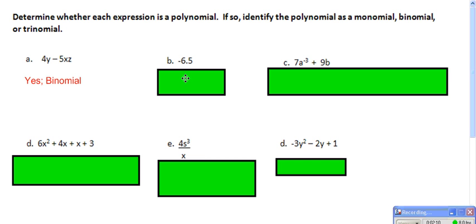B. We look at B here. Again, yes, this is a polynomial. This is a monomial. It has one term. There is no sum or difference there. Remember, this is also called a constant.